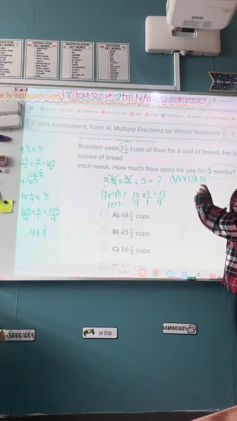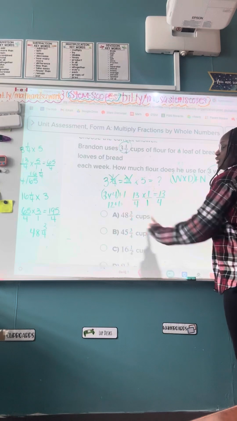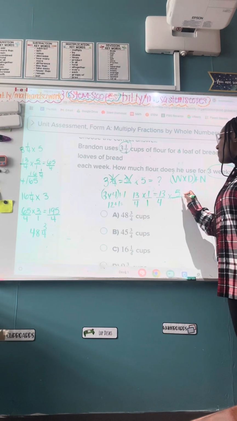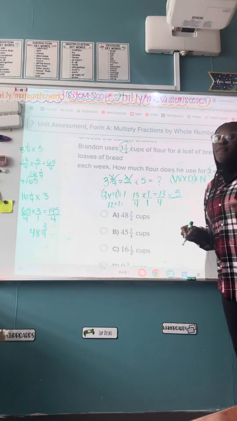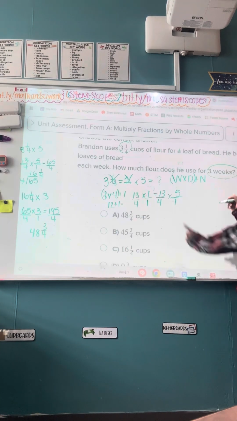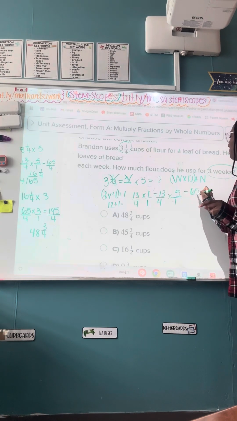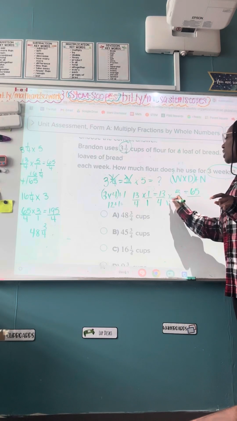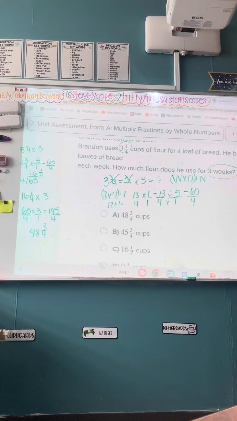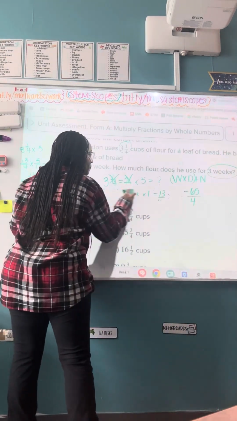Now we must multiply it by 5 because he's baking 5 loaves of bread. So this is how much he uses for 1 loaf. Now we have to multiply it by 5 because he's baking 5 loaves. Again, my whole number is 5. I'm turning into a fraction by simply adding 1 as the denominator, and I'm multiplying straight across. 13 times 5 equals 65. And the denominator 4 times 1 equals 4. So now we have 65 over 4. That's how much flour he uses for 5 loaves of bread.